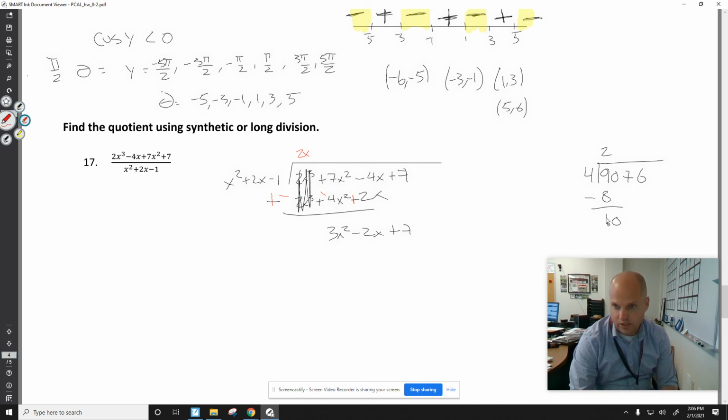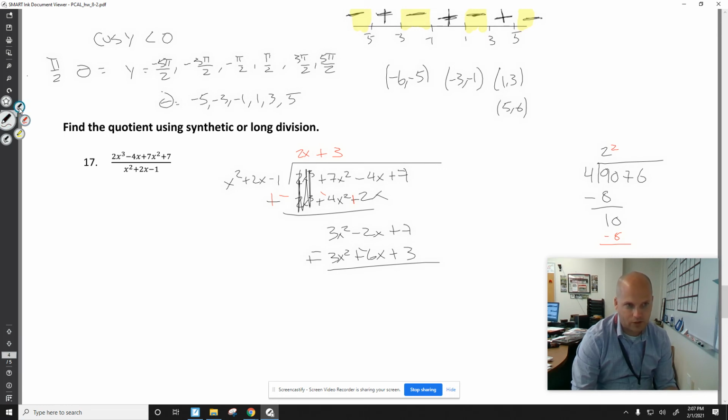What 4 goes into 10 is the next thing you do. And again, you're like, okay, twice. 8 subtract. Right? Okay, so what does x squared plus 2x minus 1 go into 3x squared? Well, that's going to be a plus 3. 3 times the x squared plus 2x minus 1 gives me 3x squared plus 6x minus 3. Subtract those. I like to add the opposite.